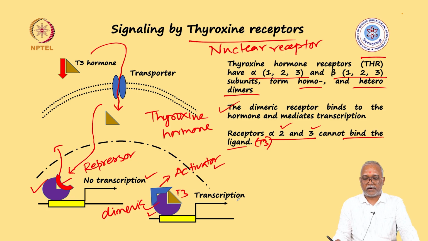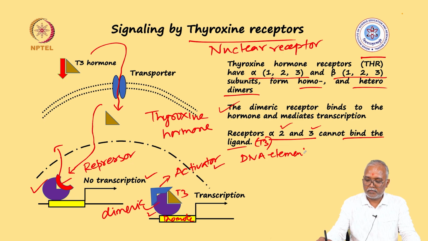And very much like what I told you in previous 2 slides, this region of the promoter should have a specific DNA element which ensures the THR binding.